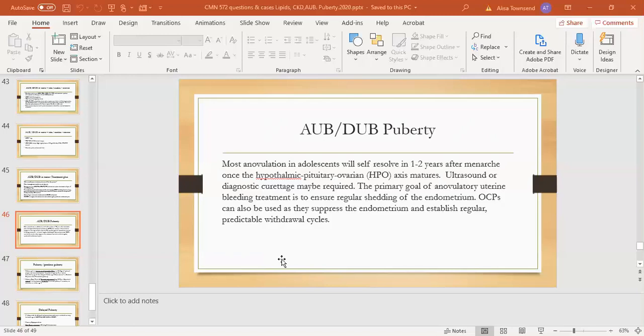Oral contraceptive pills can also be used as they suppress the endometrium and establish regular, predictable withdrawal cycles. Okay?